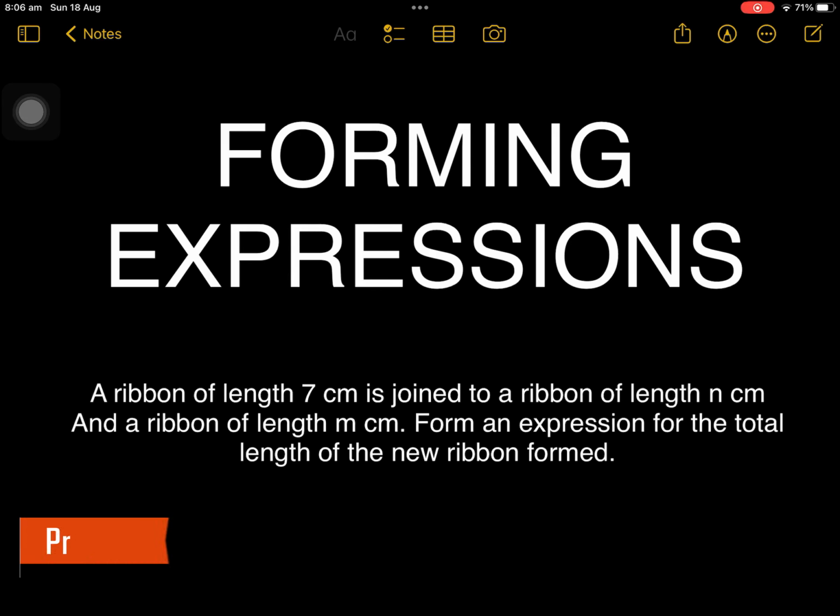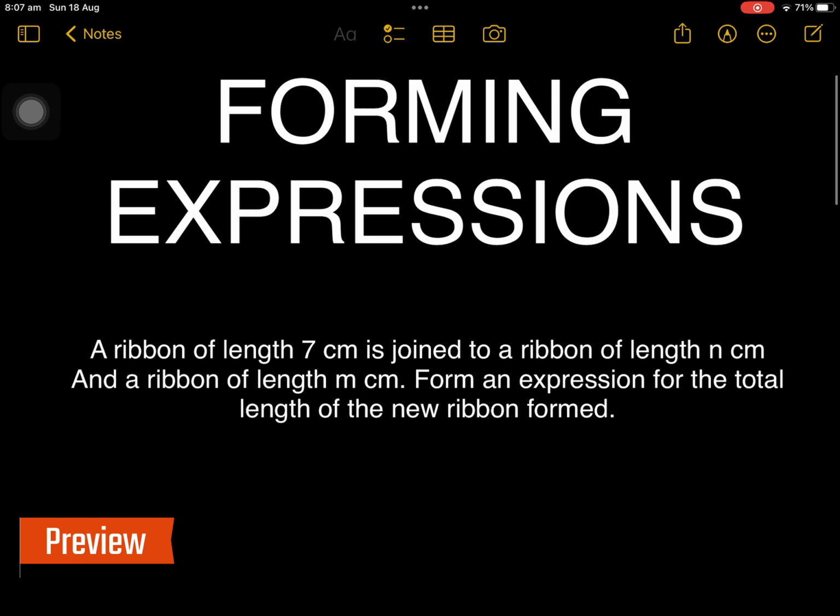Hi guys, for today's video, we're going to learn about forming expressions. So, a ribbon of length 7 cm is joined to a ribbon of length n cm and a ribbon of length m cm. Form an expression for the total length of the new ribbon formed. In this kind of problem, you have to look carefully at what's being asked.